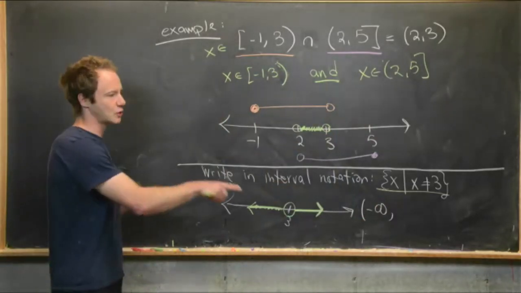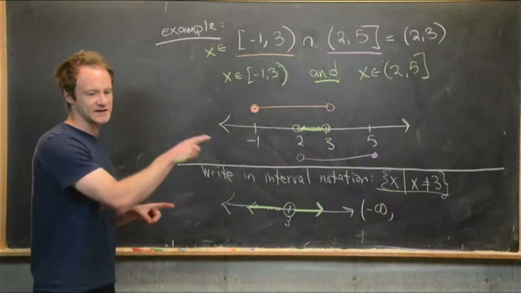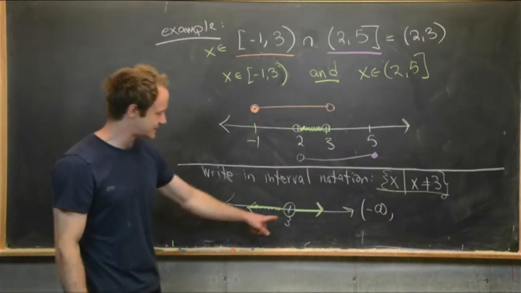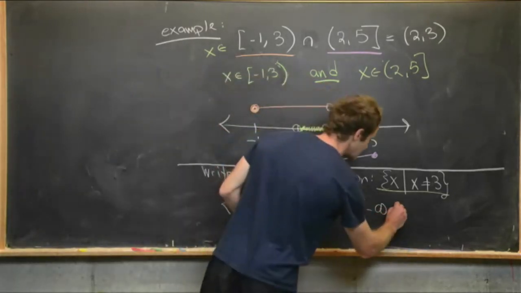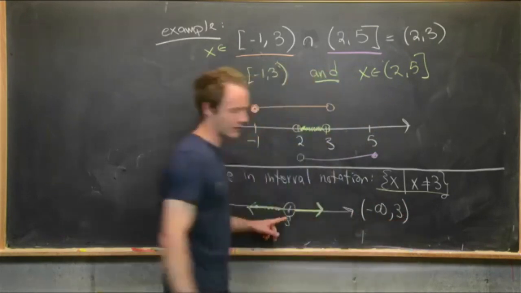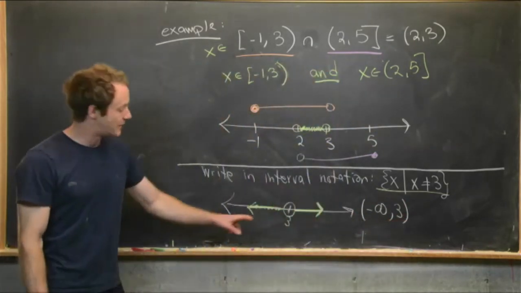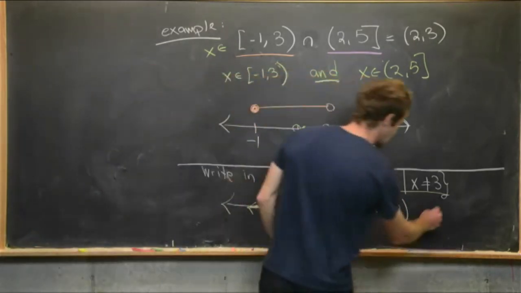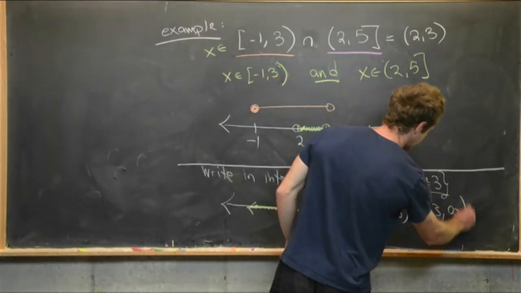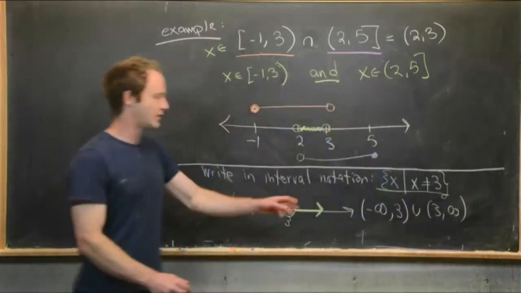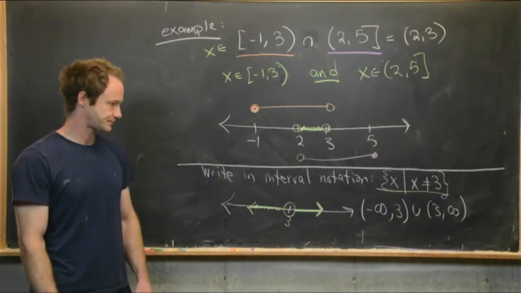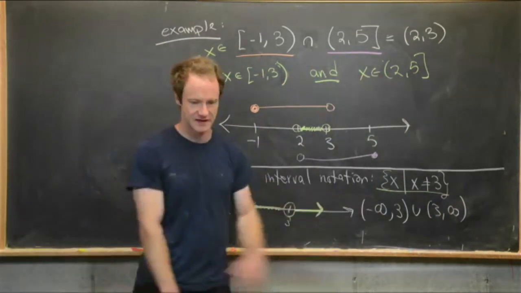And then we work towards the right until the set stops. We notice that the set stops at 3, so we put a 3 there and another parenthesis. But then the set picks up again at 3 and goes forever to the right, and then we put a union of those together. So that's how you would write this in interval notation.